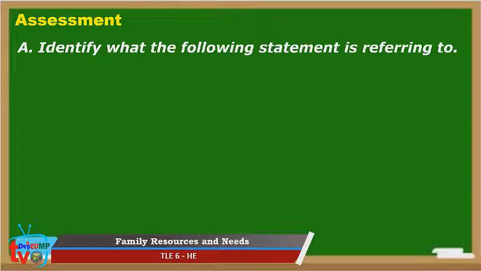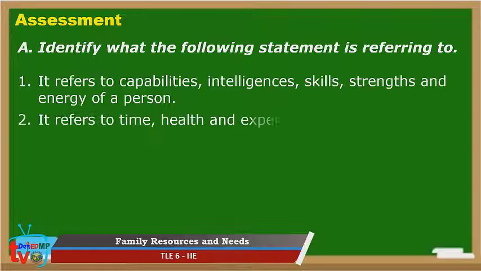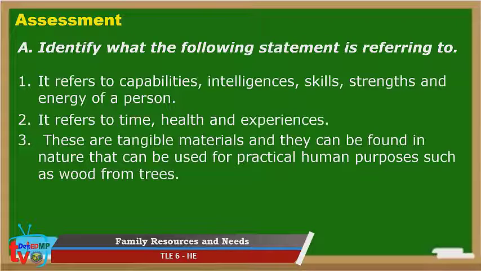Letter A. Identify what the following statement is referring to. Number 1. It refers to capabilities, intelligences, skills, strengths, and energy of a person. Number 2. It refers to time, health, and experiences. Number 3. These are tangible materials and they can be found in nature that they can be used for practical human purposes such as wood from trees.